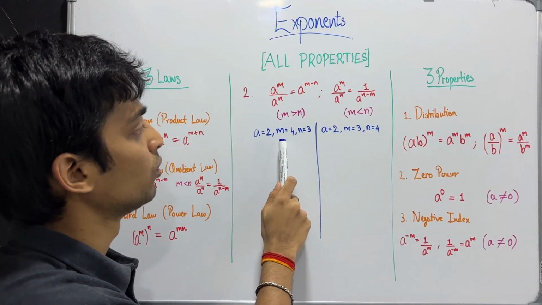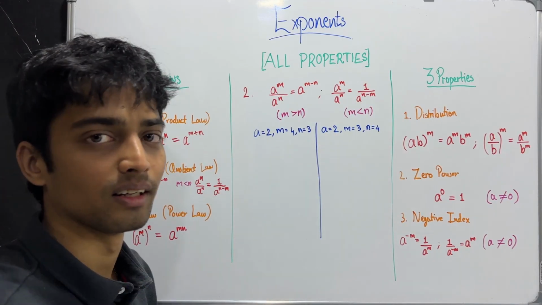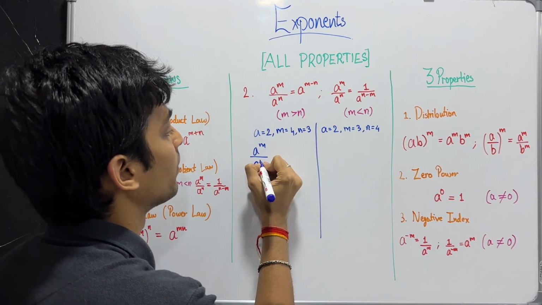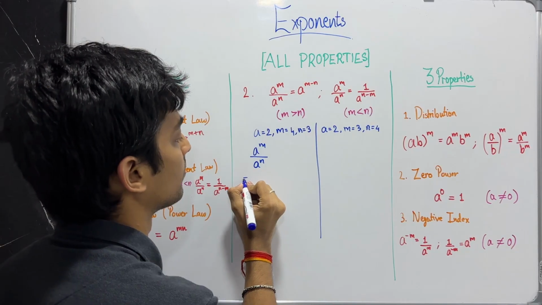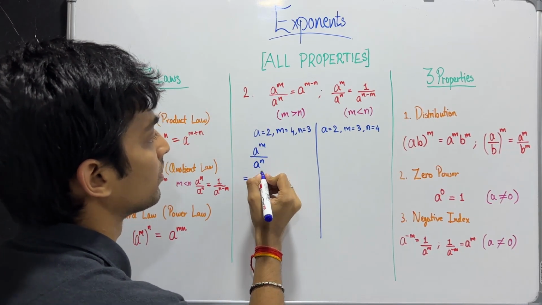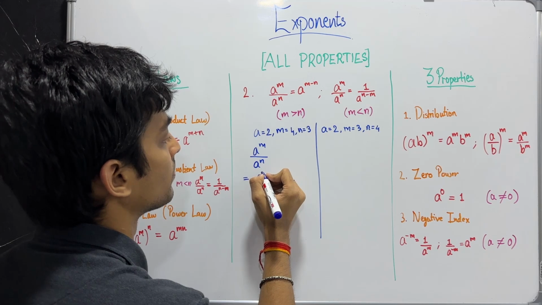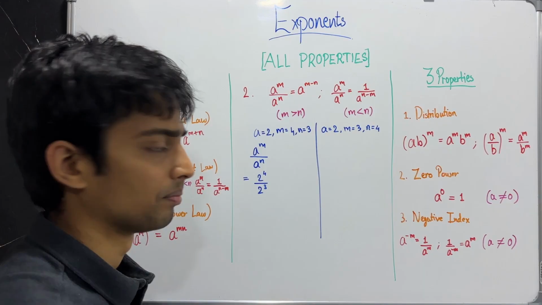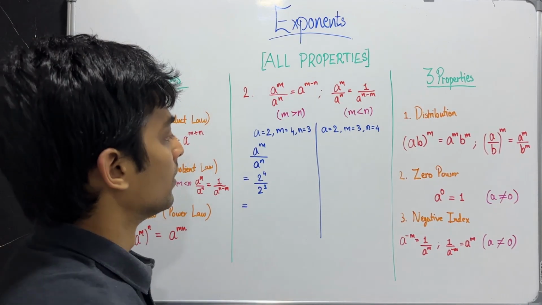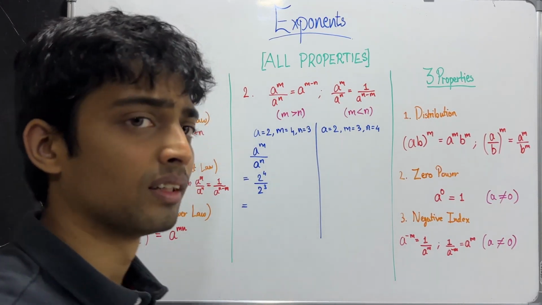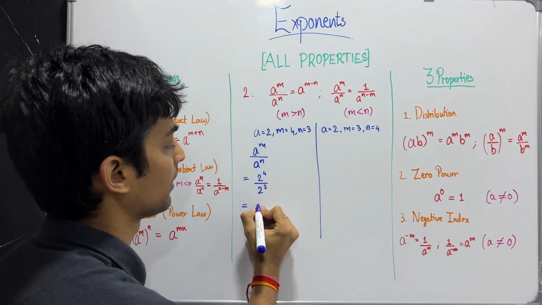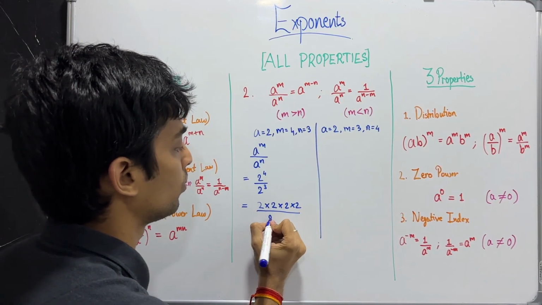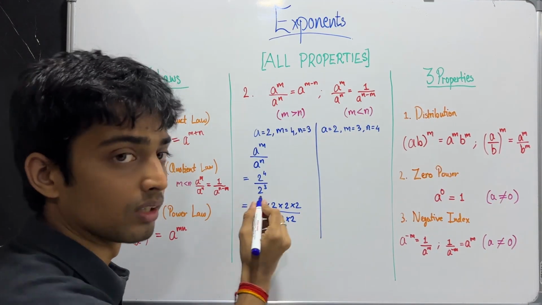First case, a is 2, m is 4, n is 3. So m is greater than n. So let's try the LHS. So a raised to m upon a raised to n will become 2 raised to 4 upon 2 raised to 3, right? Now, let's expand this. So 2 raised to 4 we can write as 2 multiplied by 2 4 times, correct? Upon 2 multiplied by 2 multiplied by 2 3 times over here at the bottom.